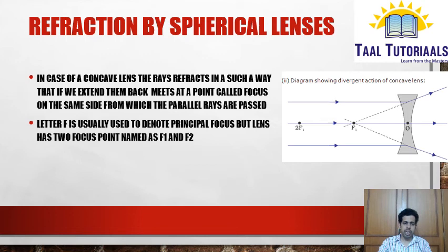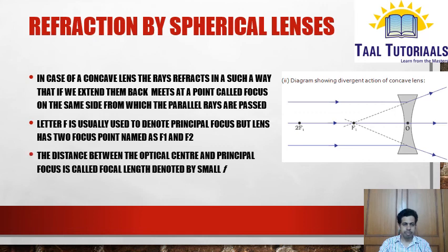The letter F is usually used to denote the principal focus, but a lens has two focuses, so the points are named F1 and F2. Here in this diagram only F1 is shown, but in the previous diagram I have shown you F1, F2, C1, C2, 2F1 or 2F2. You can go back and observe the diagram and check.